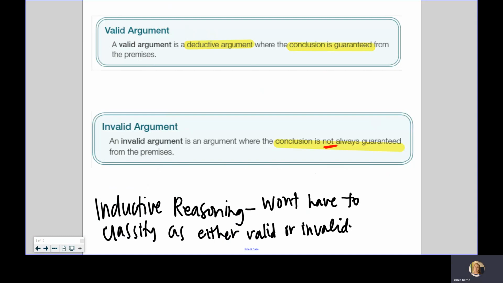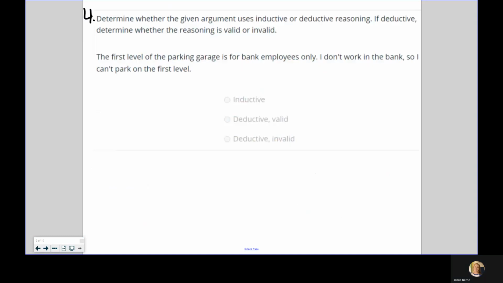And the invalid arguments are arguments where the conclusion is not always guaranteed. All right, so let's look at this example. It says, determine whether the given argument uses inductive or deductive reasoning. If deductive, determine whether the reasoning is valid or invalid. All right, so here's our argument. The first level of the parking garage is for bank employees only. I do not work in the bank, so I cannot park on the first level.